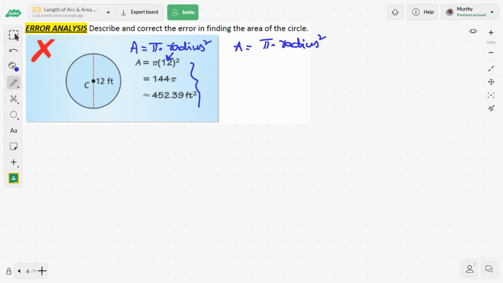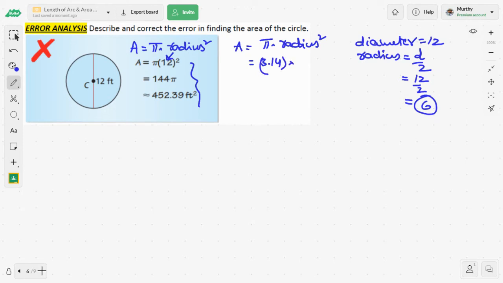So here, diameter is 12. And yesterday we discussed that radius equals half of the diameter, which is half of 12. In fact, no need of any calculations. You can do it mentally, right? So it is pi, 3.14 times radius 6 squared. 6 squared is not 6 times 2, it is 6 times 6, 36. Let me take my calculator. It is 3.14 times 36, which is 113.04 square feet, because the area is always expressed in square units. Questions on this?